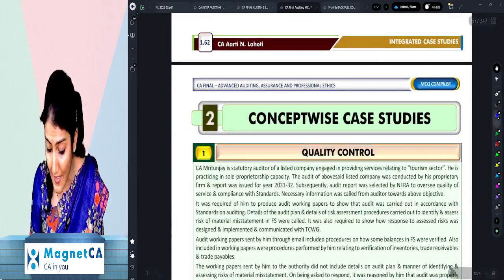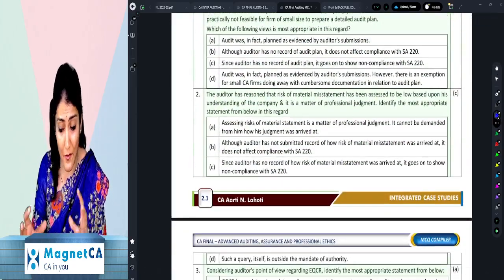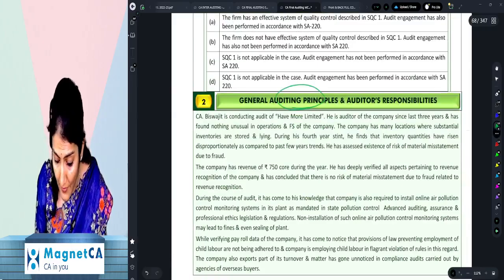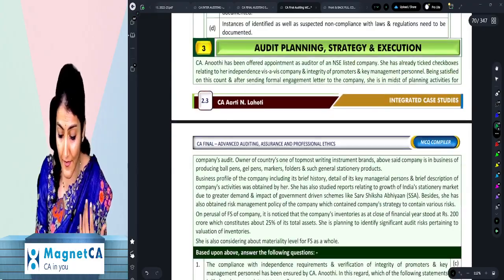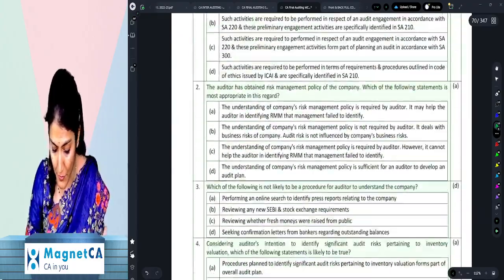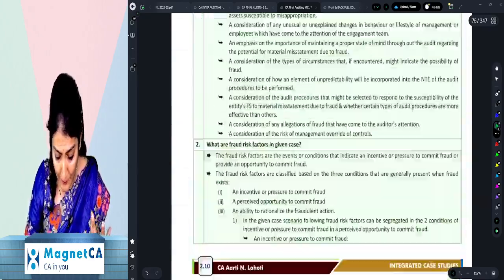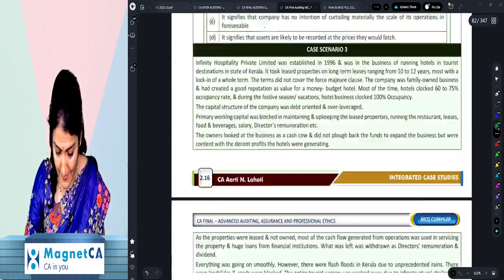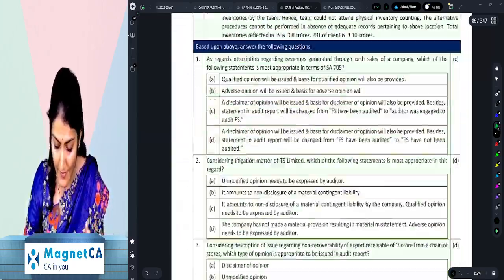Then you have the concept-wise case studies. Like you have quality control, so SQC 1, SA 220, you see the questions on that. Then general auditing principles and the auditor's responsibility, again a case study. Then audit planning, strategy, execution, again a case study on that one. These are the concept wise case studies, which are again integrated type, but concept wise.